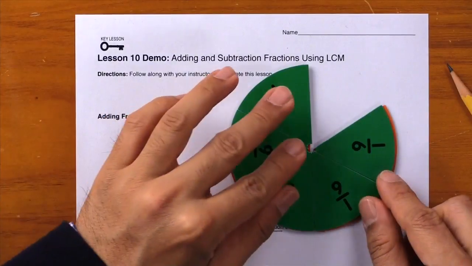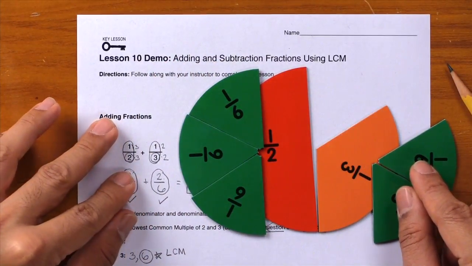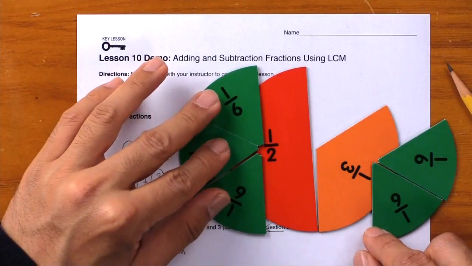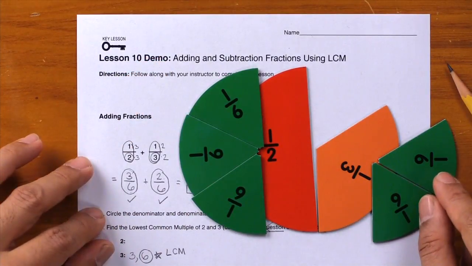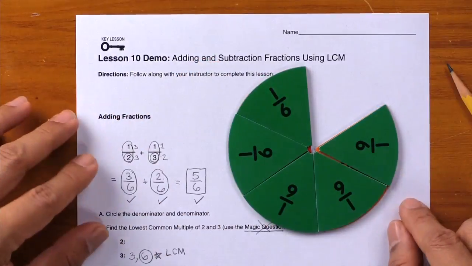And that's how we use the LCM to rename fractions so that we can add them in a way that makes sense. It's just like taking apples and bananas, renaming them as fruit so that we can put them together in a way that makes sense. Here, we took the fraction 1/2 and 1/3, renamed them as 3/6 and 2/6, and that way we could put them together in a way that made sense.